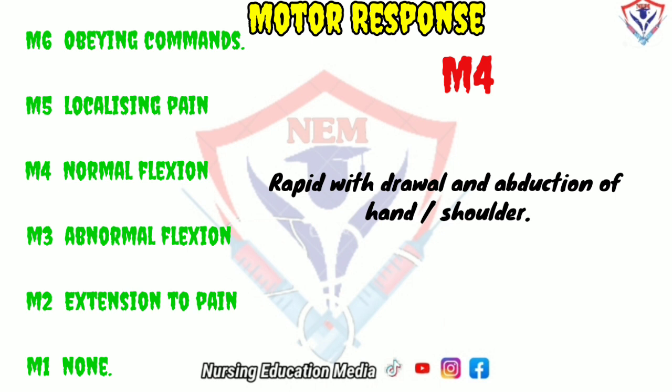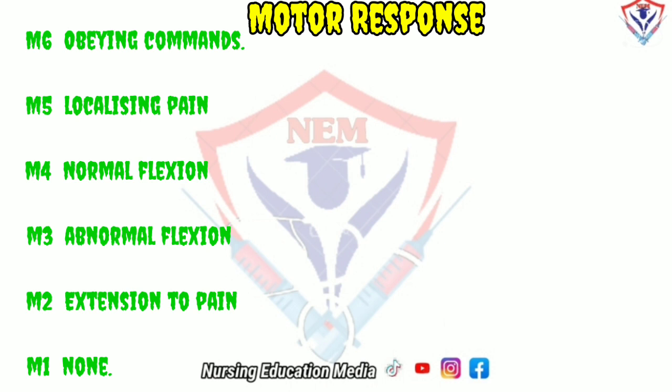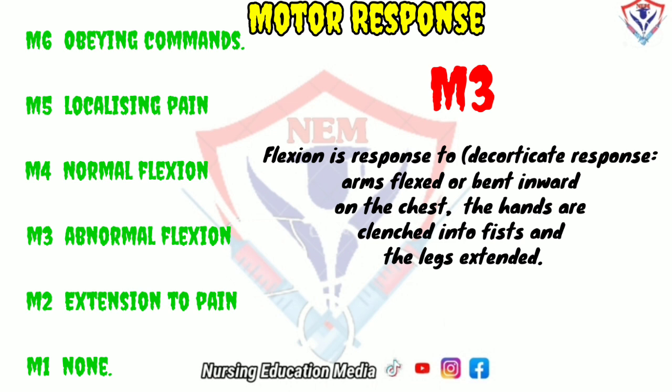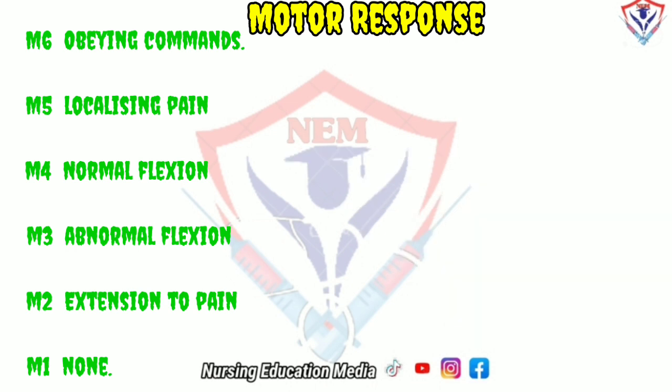The next scoring is M3, that is abnormal flexion, flexion in response to pain. Decorticate response, that is arms flexed or bent inward on the chest, the hands are clenched into fists and the legs extended. Next score is M2, that is extension to pain.